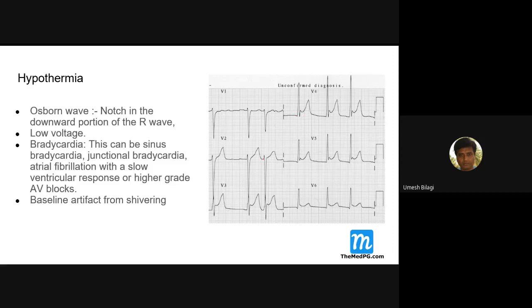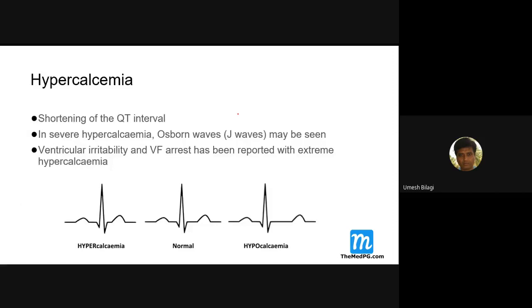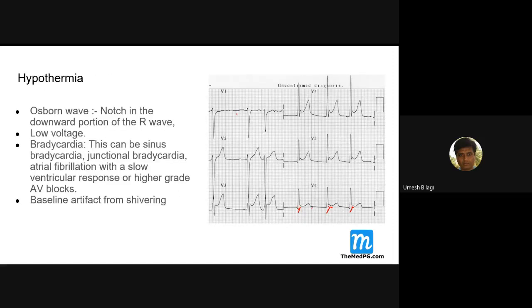Now, I was talking about Osborn waves. Basically, this is a good Osborn wave here. In the terminal part of the R wave, you can see a small notch. Can you see this notch? This is the Osborn wave. These can be seen in hypercalcemia and very nicely seen in hypothermia. In hypothermia, there can be bradycardias, junctional bradycardias, atrial fibrillation, based on artifacts of shivering. These patients will have shivering that can be seen on the ECG.